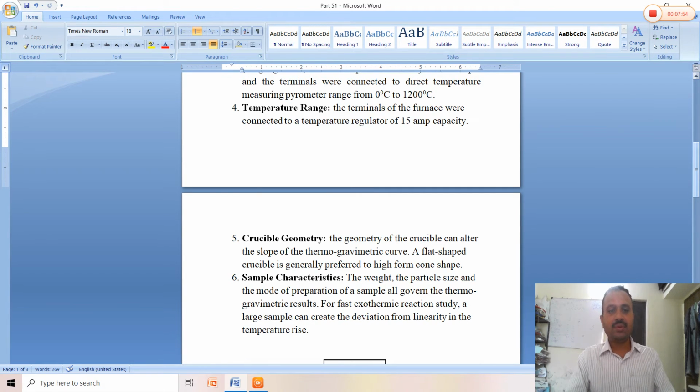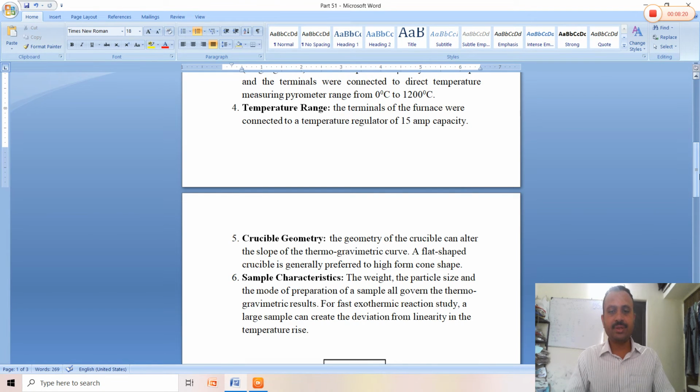Now the next one is sample characteristics, which are very important. Sample characteristics are nothing but the weight of the sample, particle size of the sample, mode of operation, and preparation of the sample. The weight, the particle size, and the mode of preparation of the sample all govern the thermogravimetric results.